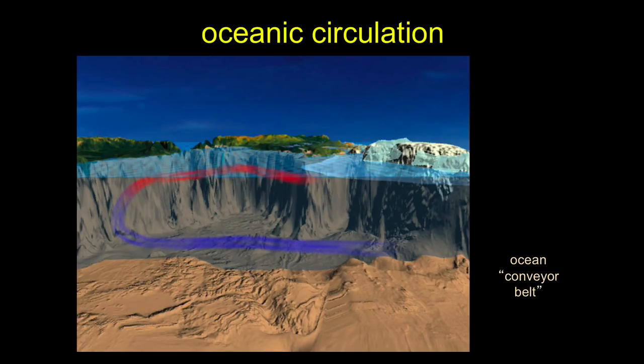So as we're melting all these glaciers, and this fresh water is coming in, it's messing with that mass of water, and it's acting like a block. And so there's a huge worry about this.